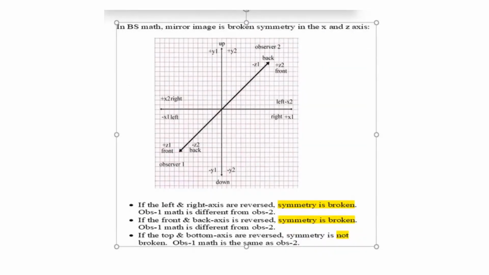I've placed an observer 2 in the back of the z-axis and an observer 1 in the front of the z-axis. In BS math, mirror image is broken symmetry in the x and z axis. If the left and right axis are reversed, symmetry is broken. Observer 1 math is different from observer 2 math. If the front and back axis is reversed, symmetry is broken. Observer 1 math is different from observer 2 math. If the top and bottom axis are reversed, symmetry is not broken. Observer 1 math is the same as observer 2.